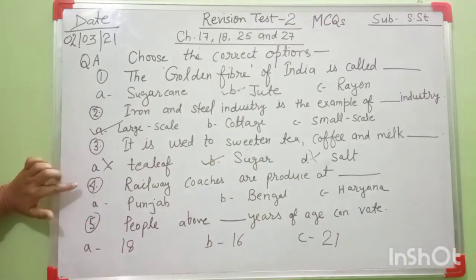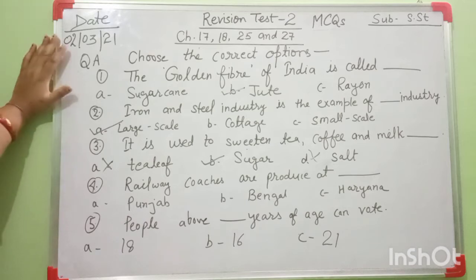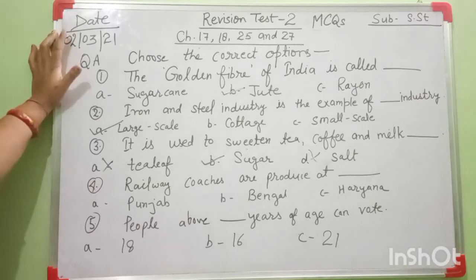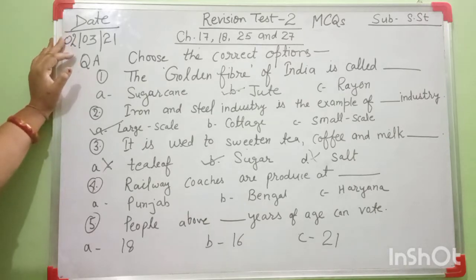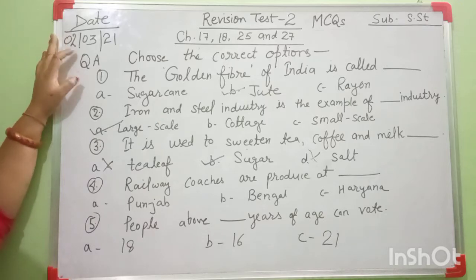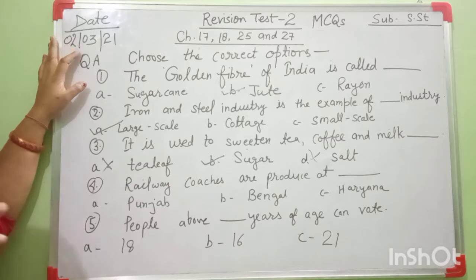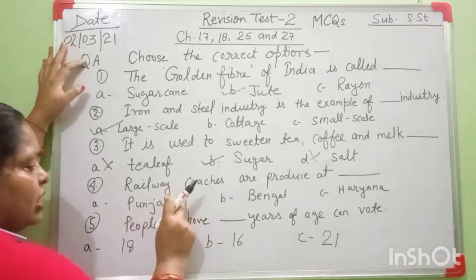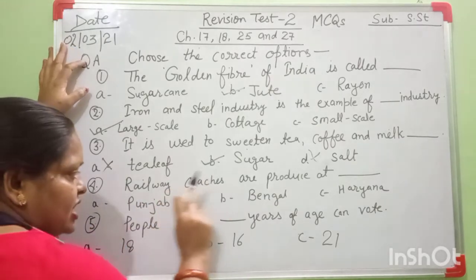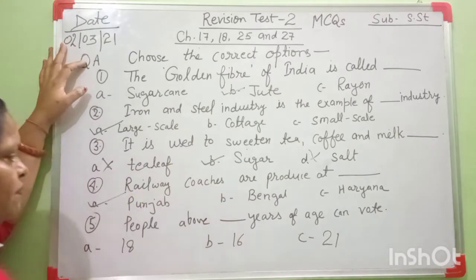Next question: railway coaches are produced at Punjab, Bengal, Haryana. Railway coaches are produced at Punjab. Railway engines are produced at Chittaranjan in West Bengal and DLW in Varanasi, Uttar Pradesh. Always remember this. According to this question, railway coaches are produced in Punjab.